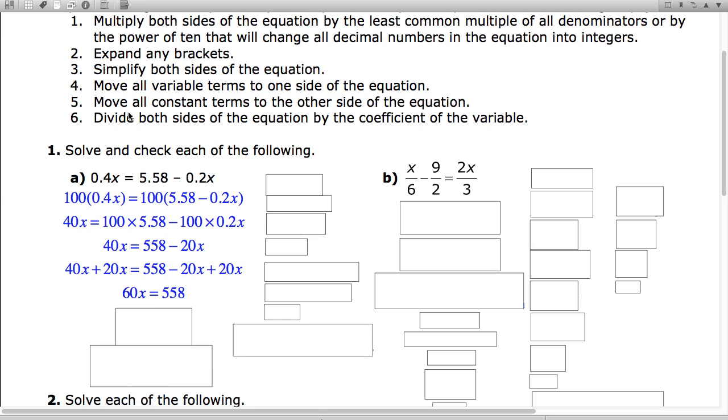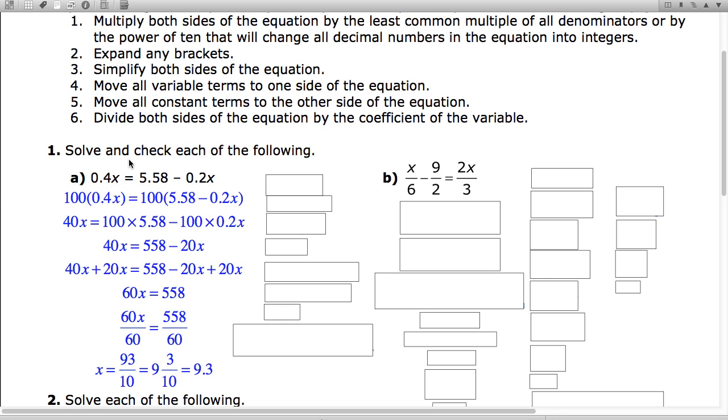Now step number 5 is not necessary because we already have the constant term on the right side of the equation. Here's the constant term, it doesn't have any variables in it, and it's already on the right hand side. So the last thing we do is we divide both sides of the equation by the coefficient of the variable. The coefficient of the variable here is 60. So dividing both sides by 60, we end up with x equals, if you simplify this to lowest terms, it'll be 93 over 10, or you can write that as a mixed fraction, 9 3/10, or you can write it as a decimal, because this is still an exact answer, 9.3.